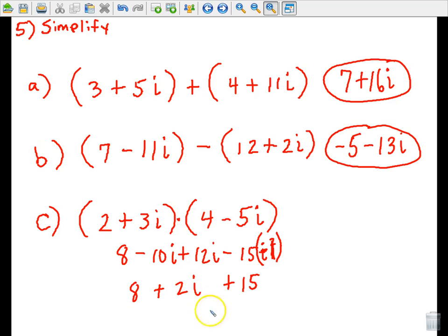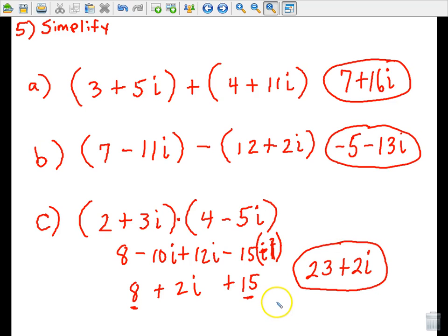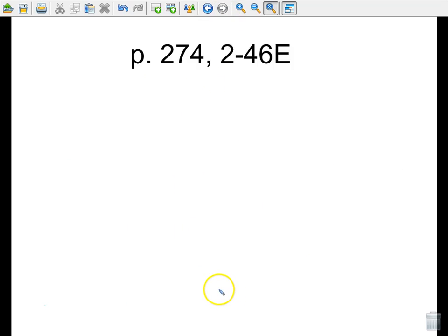Okay, now let's keep on going combining like terms. So Lauren, get us to a final answer. Did you say 23? Eight plus 15. And we've got it in complex number form, and so that's our final answer. So be careful with i squared. All right, make sure you always substitute -1 for i squared. Okay, that is your assignment.